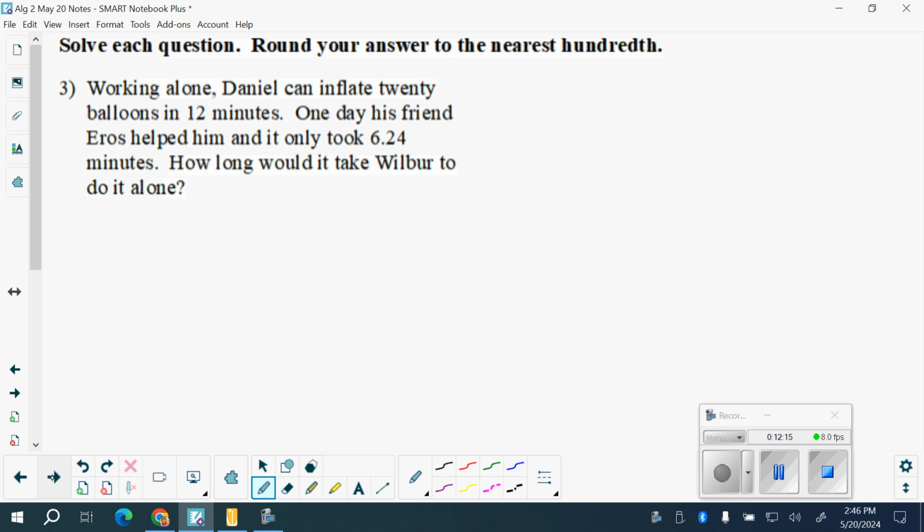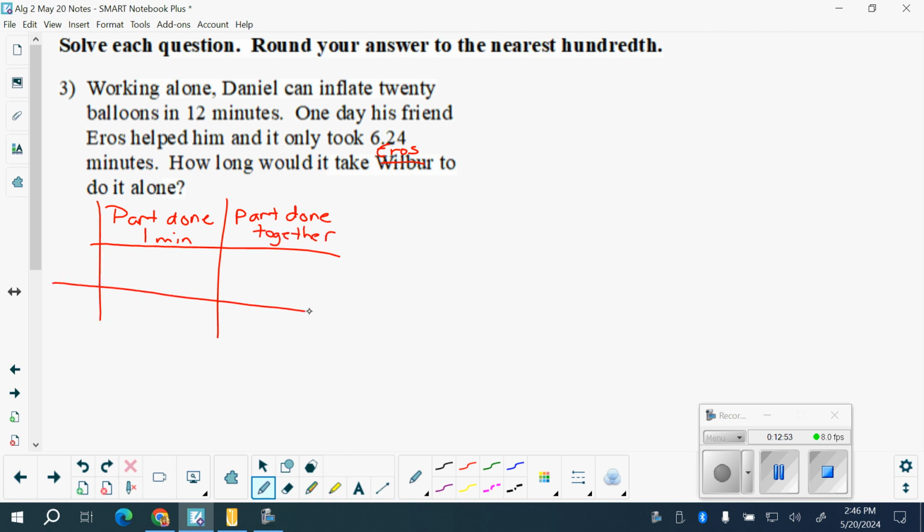So we're going to make a table. Okay, so I had to double the assignment for another period today. So I have that assignment all written up, so I don't want to have to do that for you today. Thank you. So we're going to make a table again. And it's 1 minute, and then part done together. And then we have Daniel and Eros.